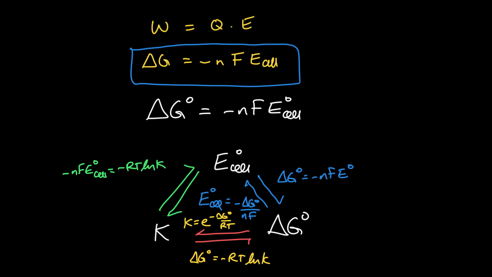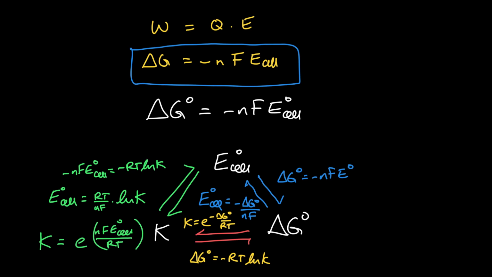So we can divide both sides to get E cell. That's equal to RT over nF times the natural log of the equilibrium constant. Or we can get it in terms of K. So we can multiply both sides by nF over RT and then anti-log. And that will give us K is equal to e to the power of nF E cell standard over RT. Kind of a mouthful, but now we have that Rosetta Stone. We have that ability to go in between any one of these three in either direction. So that is amazingly powerful.